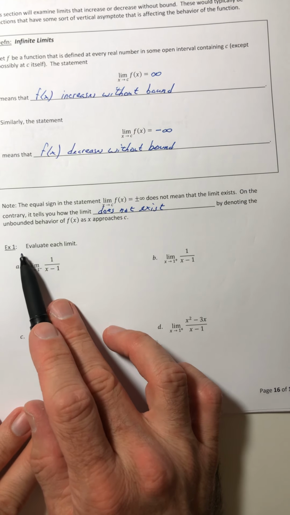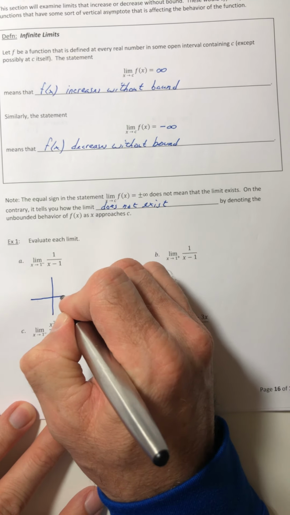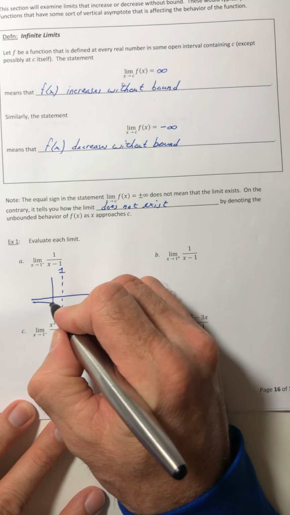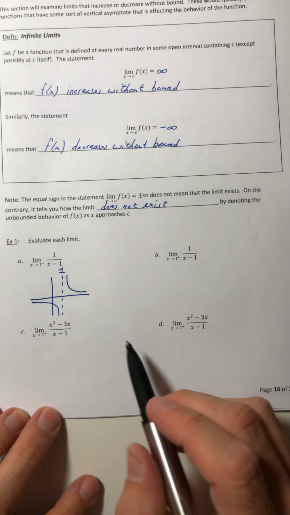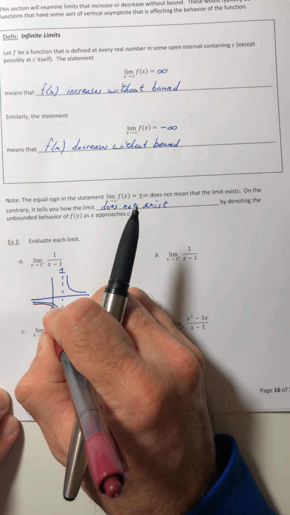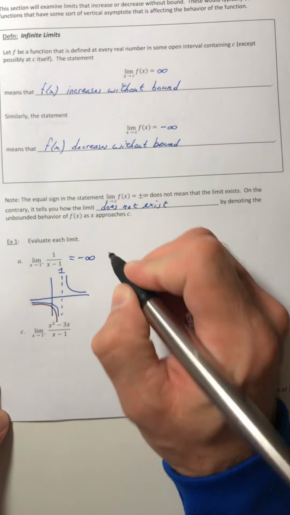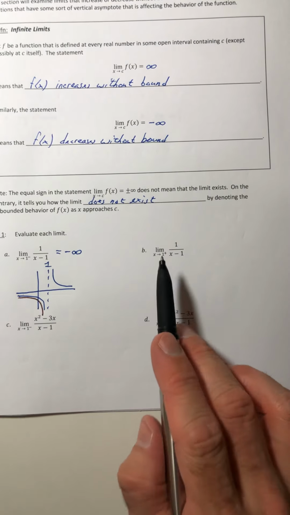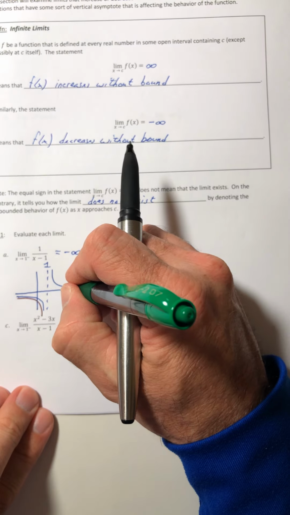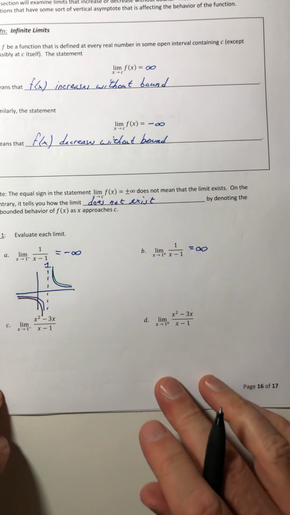All right, so example 1, evaluate each limit. For this one I'm going to use the graph again. It has a vertical asymptote at 1, and the graph looks like that. From the left side, it's shooting all the way down towards negative infinity. Now over on the right side, for part B, the graph is increasing without bound on that side, so it equals positive infinity.